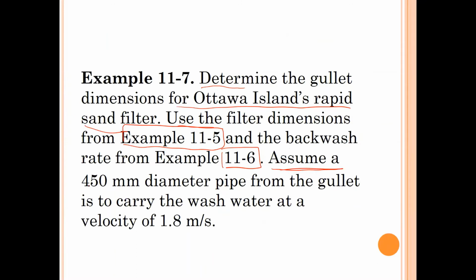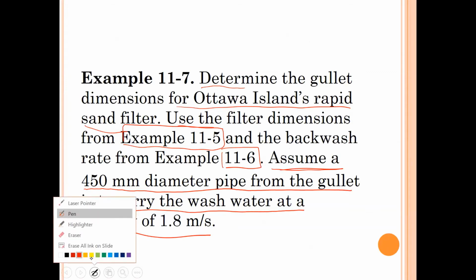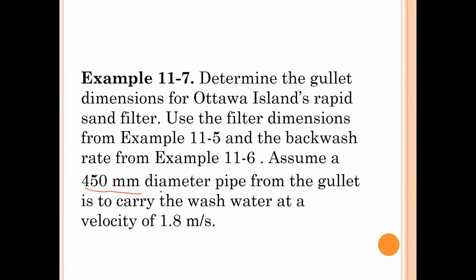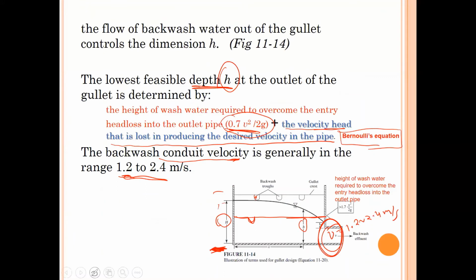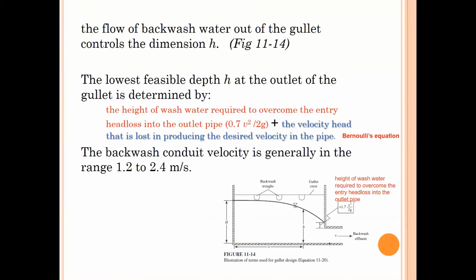Assume a 450 millimeter diameter pipe from the gullet is to carry the wash water at a velocity of 1.8 meter per second. We have the assumption that the diameter of the exit pipe is 450 millimeter and the velocity is 1.8 meter per second. This means the diameter of this pipe is 450 millimeter and this velocity is 1.8 meter per second.